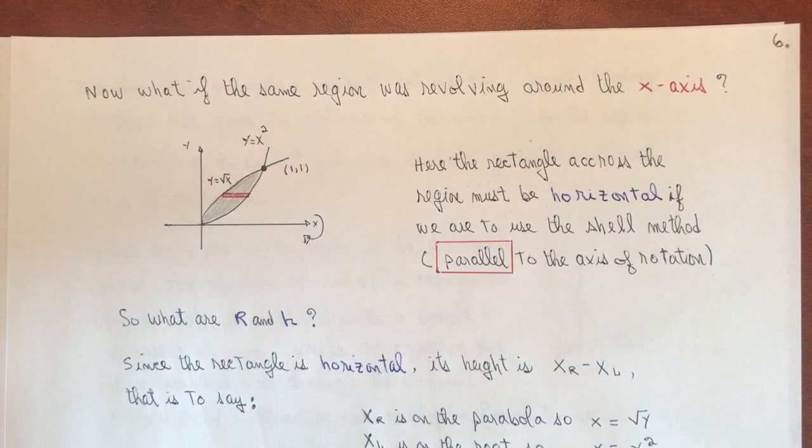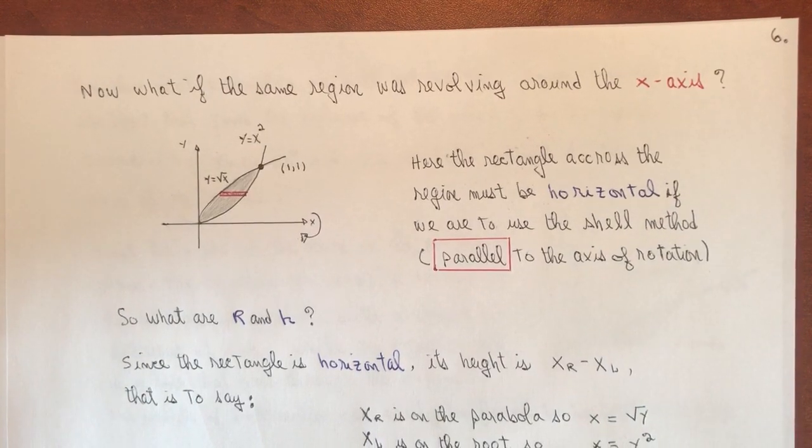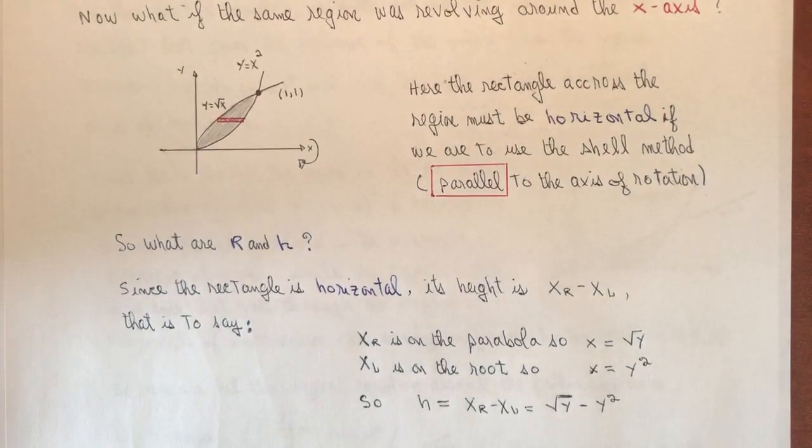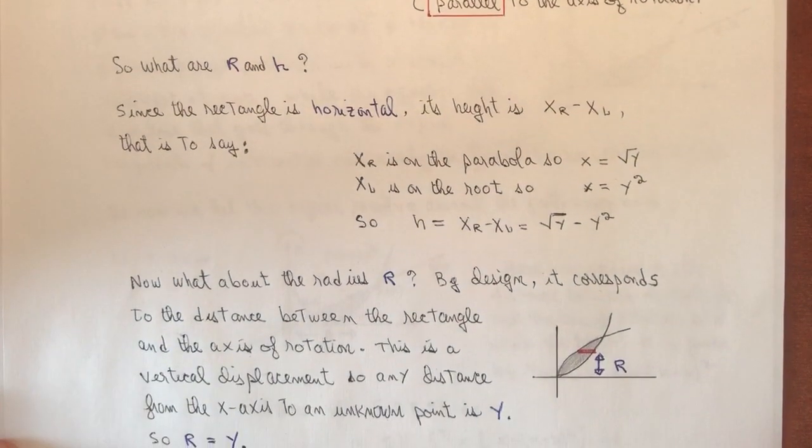Here, the rectangle across the region should be positioned horizontally if we are to use the shell method, because the shell method requires the rectangle to always be parallel to the axis of rotation. So once again, we ask the same questions: what are big R and little h? Since the rectangle is horizontal, the height is no more y high minus y low, but rather x right minus x left. That is to say, x right is on the parabola, so we isolate x, we get root y. X left is on the root, so we isolate x, we get y squared, so that h is root of y minus y squared.